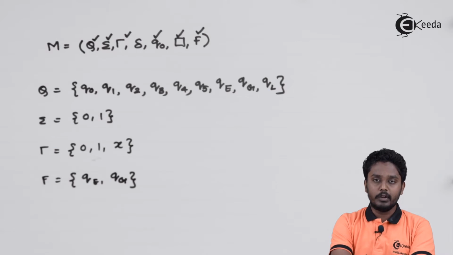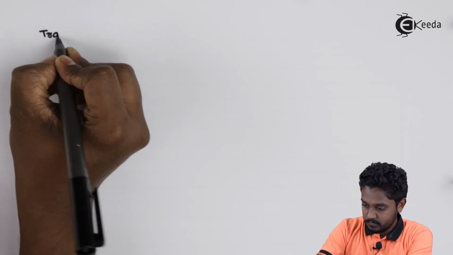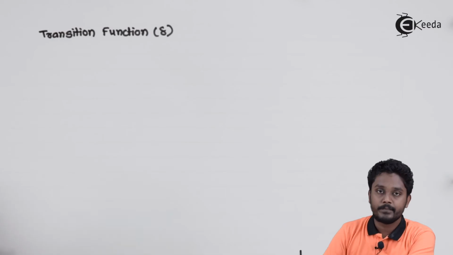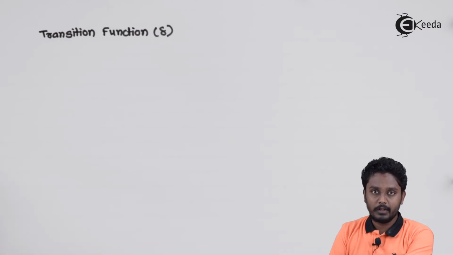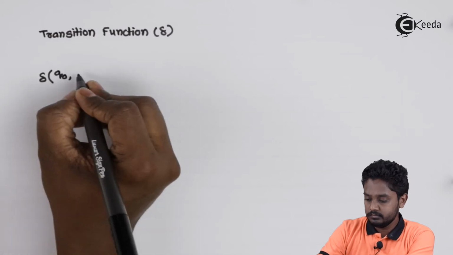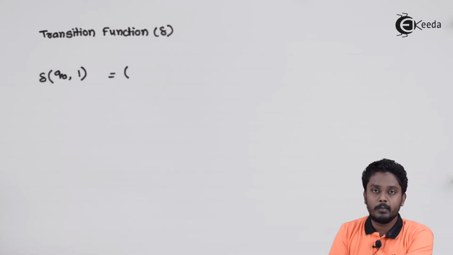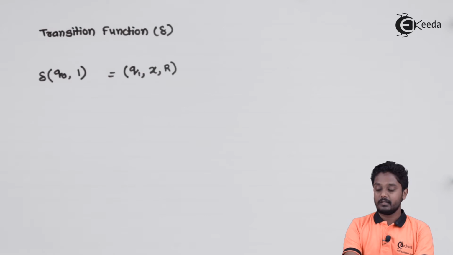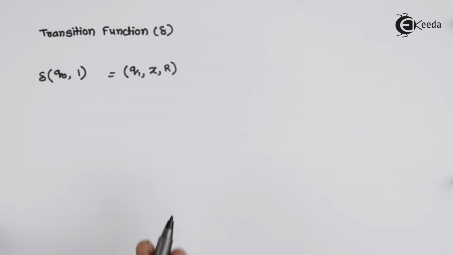Having defined all other components, now let us write down the transition function delta. Let's start with the transition one by one. Delta of Q0 on 1 will be going to state Q1, replacing 1 with X. Let's see the next transition. From Q1, we skip every one and move to the right.